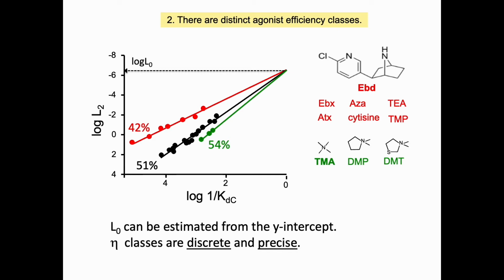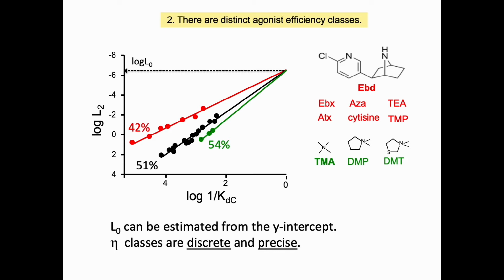And again, I will show you that this is a significant difference. The efficiency is an incredibly precise measurement, I think just simply because it's a ratio of 2 logs. Even a 10% error in the EC50s does not translate into a significant difference in efficiencies. So 2 things to point out here. Number 1 is the bottom one, efficiency classes. Each of these lines represents a class. They are discrete and precise. Discrete meaning that they're not just scattered all over the place. They're very closely adhered to a line, as was the case with the surprising result number 1. And number 2, they're precise. This 54% and 51% are quite different.